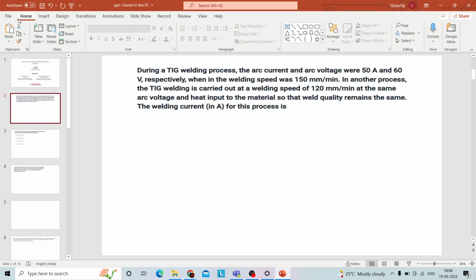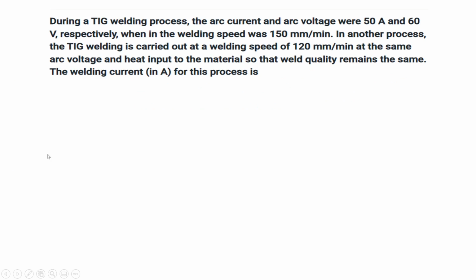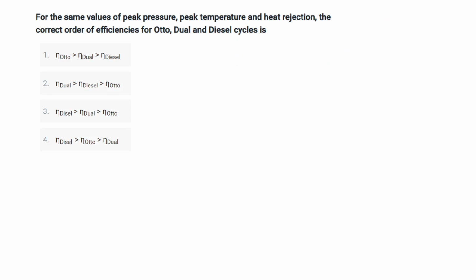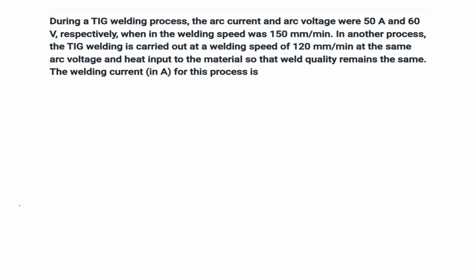Okay, so first problem, it's related to the TIG. So the question is, during a TIG welding process, the arc current and arc voltage were 50 ampere and 60 volt respectively, when the welding speed was 150 millimeter per minute.